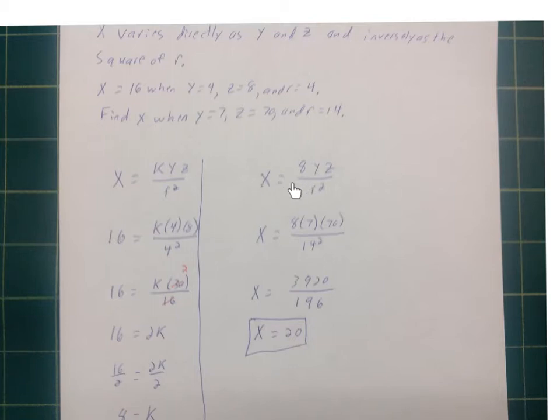Over here, then we want to find x when y is 7, z is 70, and r is 14. So I put the 8 in for the k, and I put in these values given here. y is 7, z is 70, and r is 14. Multiply the numerator, I get 3,920. Square the denominator, I get 196. And when we divide, I get a nice pretty answer of 20.